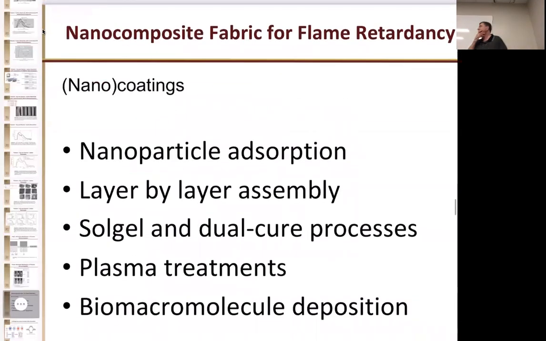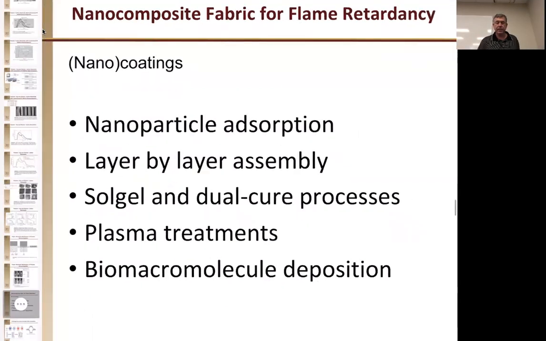So I noticed that when we were talking about all these things, we've done films, we've done big layers and something like that, but I haven't talked about fabrics. There isn't anything about it in the book either. So I got a review article on nanocomposites on fabrics for flame retardants, because that's one of the things I'm doing myself as part of my research.